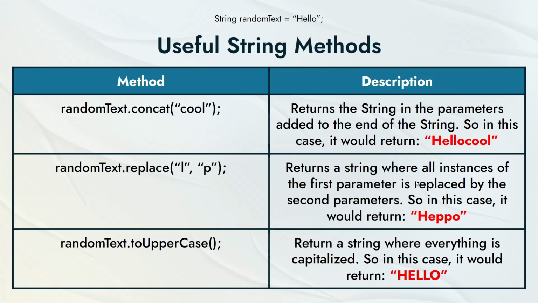Another useful method is randomText.replace('l', 'p'). What this does is it returns a string where all instances of the first parameter are replaced by the second parameter. So in this case, all instances of L would be replaced with P. So hello, when you run this method, would return "heppo". And then lastly, we have randomText.toUpperCase(). This returns a string where everything is capitalized. In this case, it's pretty self-explanatory. It will return hello in all caps.